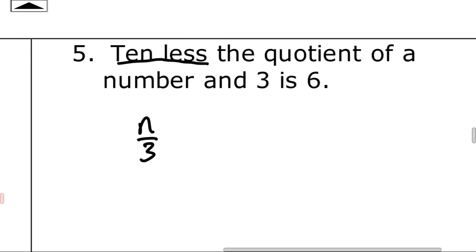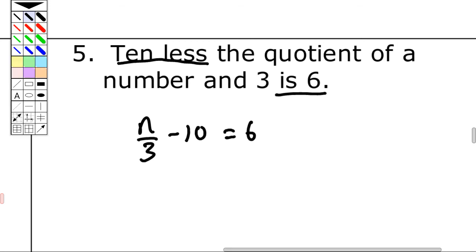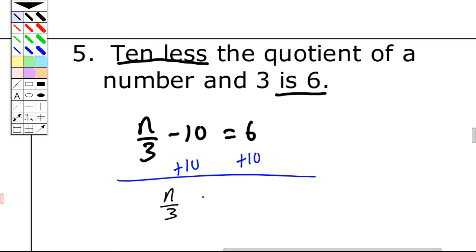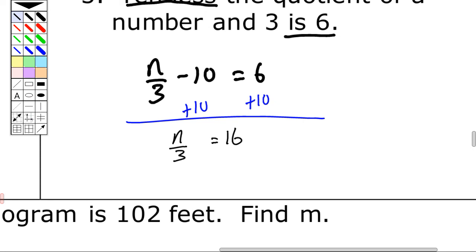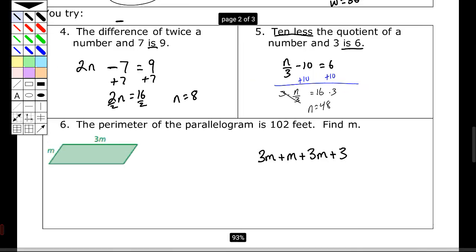So 10 less than the quotient, so 10 less than that quotient there, 10 less than the quotient is 6. Alright, so we need to add 10 to both sides. Sometimes you can draw a line underneath, so I get n over 3 is equal to 16. Then you're going to multiply both sides by 3. So I get n is equal to 48.